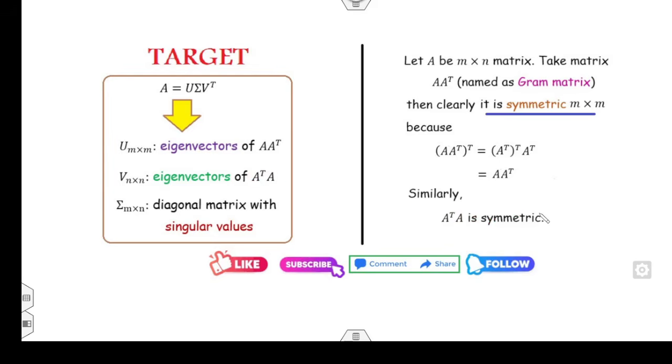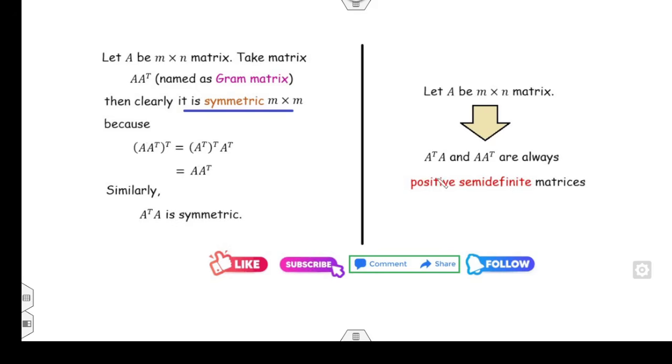This is the first concept that we will use everywhere in the singular value decomposition. The second is, if you have any matrix A that is M cross N, the matrices A transpose A and A into A transpose are always positive semi-definite matrices. What is the meaning of a positive semi-definite matrix? That means their eigenvalues are always greater than or equal to 0.